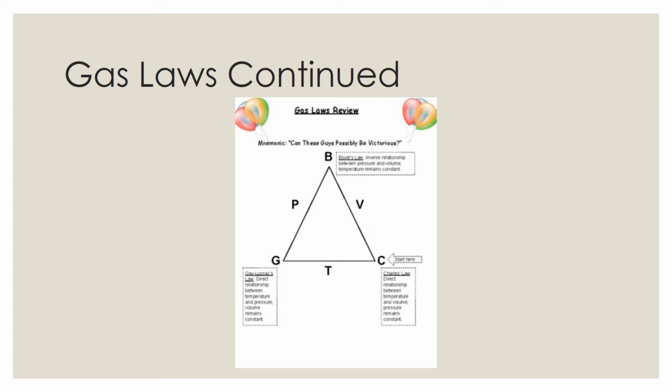And when you look at the triangle, B for Boyle relates pressure and volume. C for Charles relates volume and temperature, with pressure being constant. And Guy-Lussac's law relates pressure and temperature with volume being held constant.